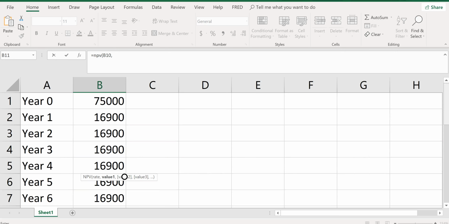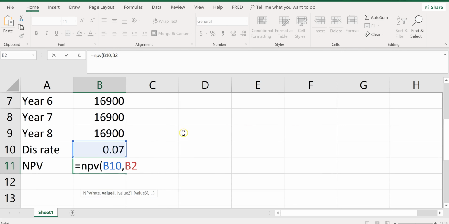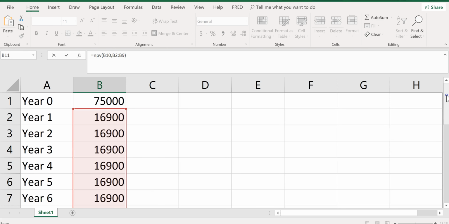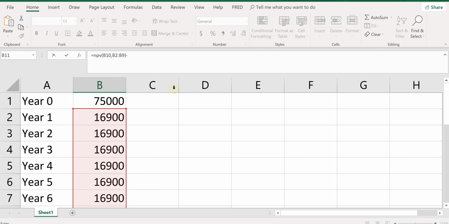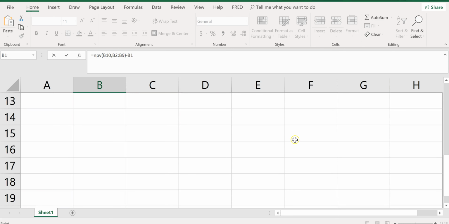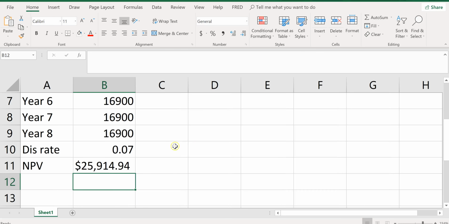So just starting from year 1, pull all the way down to year 8, and that's actually the present value of all future cash flows. NPV is just the net of that present value and the initial cash outlay, which is $75,000. So I just subtract the initial cash outlay, and that is my NPV.